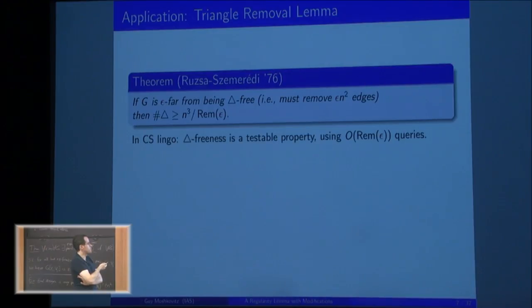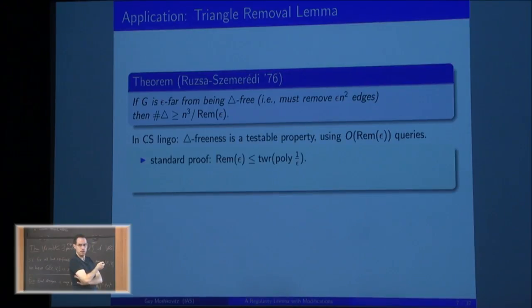So what about bounds for the triangle removal lemma, for this rem of epsilon function? You can actually use Szemerédi's regularity lemma, as I said before, to prove the removal lemma. I will not give the proof now. I will give an even stronger proof later. But the bound that you get is essentially the same bound as in the regularity lemma, which is tower of poly 1 over epsilon. And this cannot be improved if you use the regularity lemma, as Gowers showed.